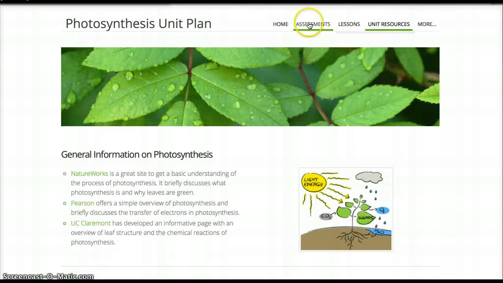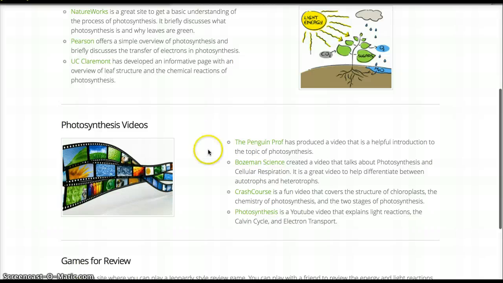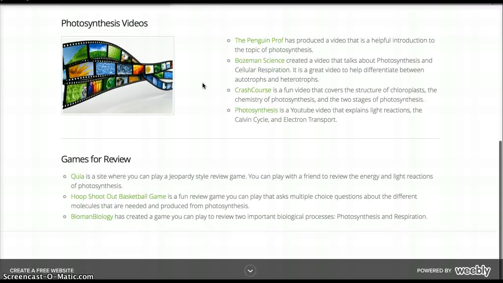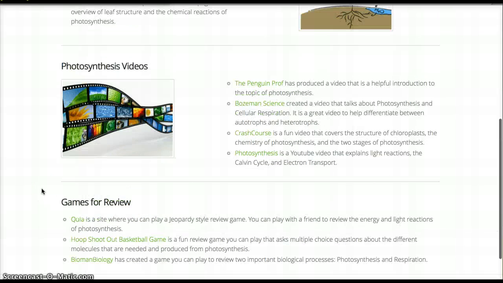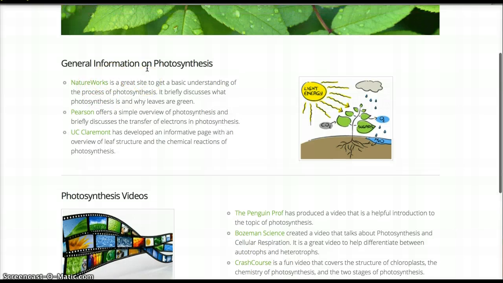Now I have included a bunch of unit plan resources for students to refer back to. I've included this chunk on videos because I find that videos help me learn photosynthesis the most, but I've included some different ones for them to look through, as well as some different games that they can do to help them review for their unit exam, as well as more links on general information of photosynthesis.